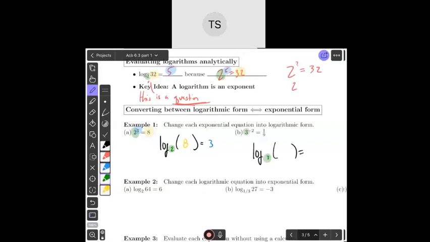So log base 3. A logarithm is an exponent, so I need my exponent next. That's why I like to go in this order. My exponent, and a log is an exponent, means it goes across the equal sign. And I just have that leftover blank to fill, so it must be 1/9.